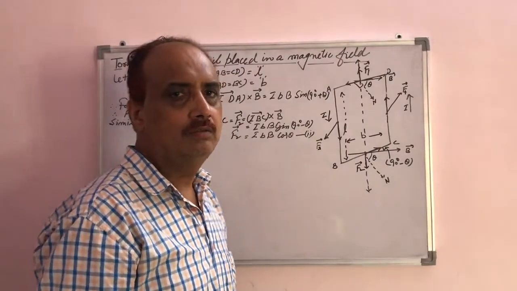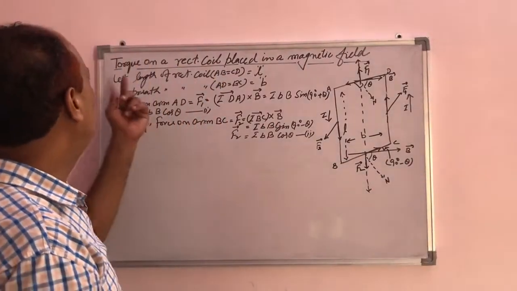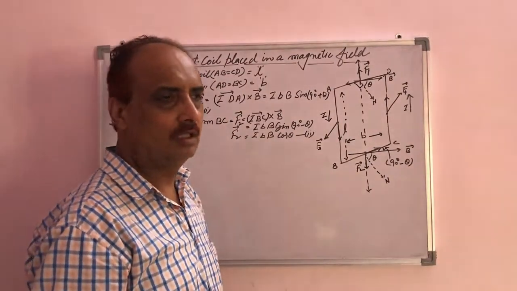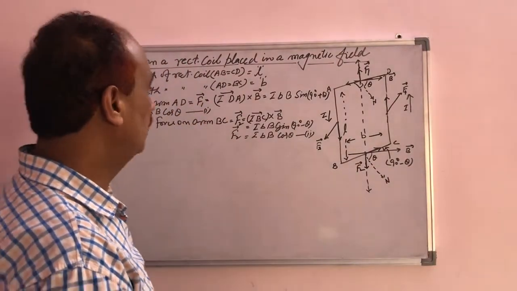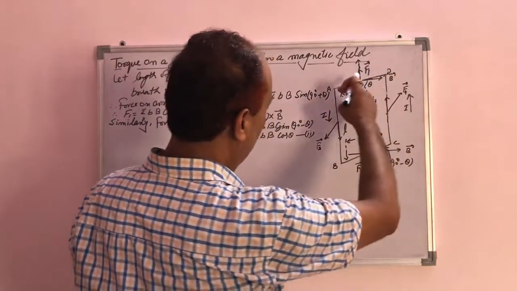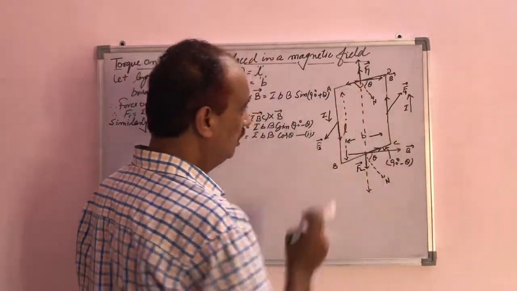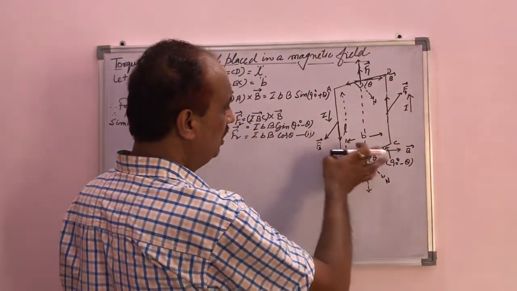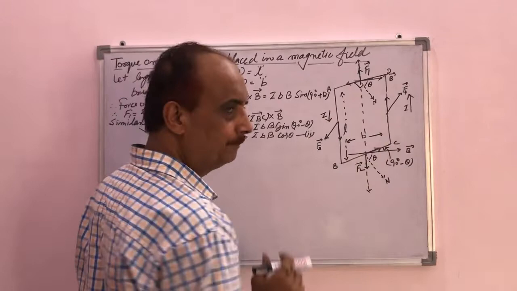Students, now we will discuss the torque on a rectangular coil placed in a magnetic field. To find the torque on this rectangular coil, we consider rectangular coil ABCD. It is placed in a uniform magnetic field B, which means the magnetic field B is in the plane of the coil.